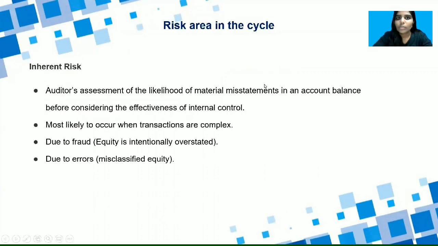So moving forward to the risk area in the cycle, the first risk is the inherent risk. So the inherent risk is the auditor's assessment of the likelihood of material misstatement in an account balance before considering the effectiveness of internal control. So inherent risk is most likely to occur when transactions are complex. So in this case, the inherent risk occurs due to fraud, where the equity is intentionally overstated. A second factor of inherent risk may occur due to errors, where the equity is misclassified.